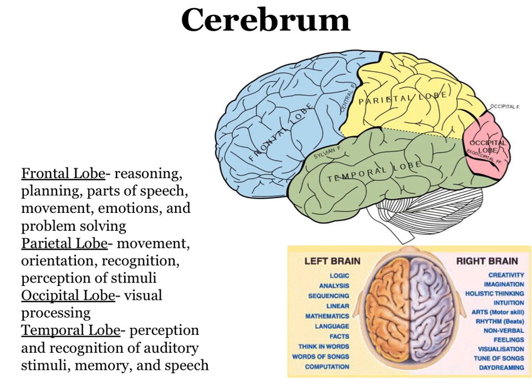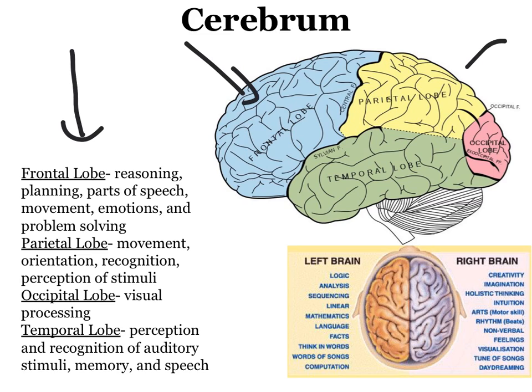Now, the cerebrum has many parts. I'm going to point them out to you because I think it's interesting. You do not need to memorize these parts. But the cerebrum itself can also be subdivided into smaller parts. So things like the frontal lobe, the part right here, is mainly in charge of things like reasoning, planning, parts of speech, movement, emotions, problem solving, that kind of thing.